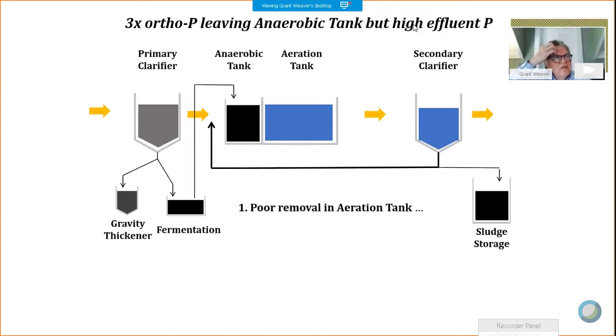One, maybe your aeration tank isn't working. You're getting the phosphorus release in the anaerobic tank, but you're not getting the phosphorus uptake in the aeration tank. Well, that could be because you don't have enough oxygen, okay? If you're getting ammonia removal, then you'll probably have enough oxygen.